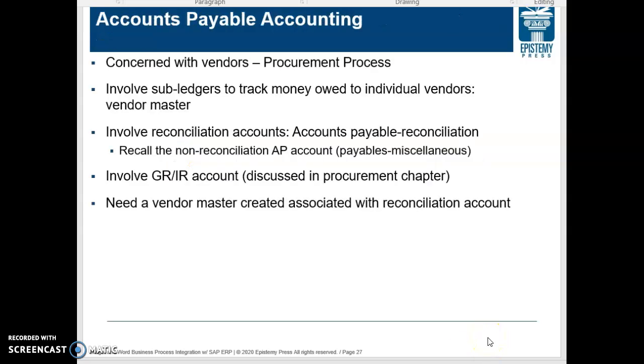So one of the other types of accounting is accounts payable accounting, and this has to do with the procurement process. So again, we wouldn't have an account for every supplier on our general ledger. We would have sub-ledgers to track the money owed to each individual vendor, and then we would have an accounts payable reconciliation account on the general ledger. So we need to set up a vendor master in our master data to be able to have each vendor account and the reconciliation account.